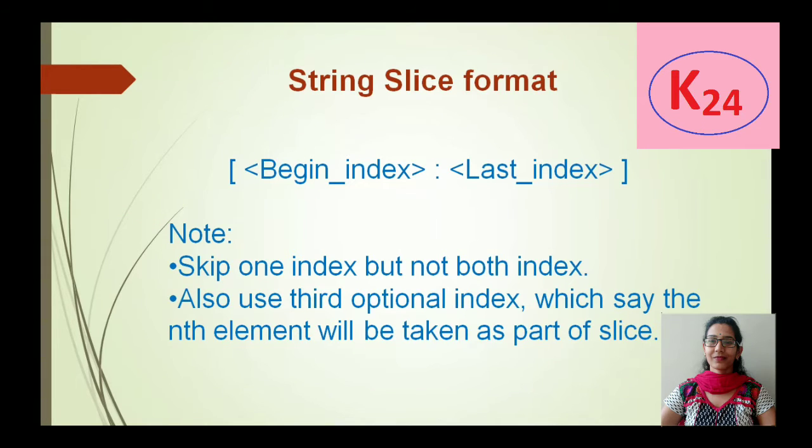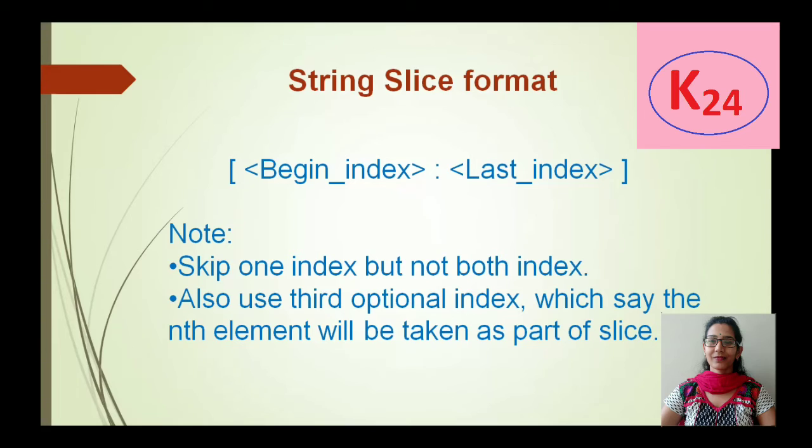Now, to use the slicing, we use the format like this. In this, firstly we use begin index, then colon, then the last index. Python provides the facility that we can skip either of the begin index or last index, but not both. If we skip begin index, then Python will consider it to be 0, and if we skip last index, then it will consider the length of the string, and the length of the string we can find by the len function.